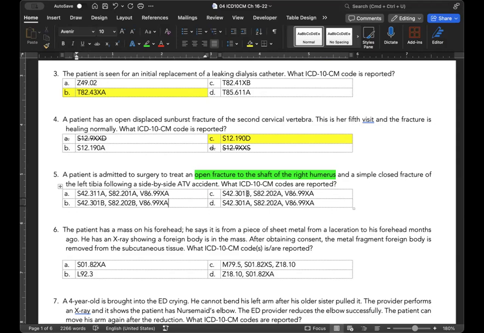Yep. So it is an open fracture and it's initial encounter because we are doing current treatment. So we're going to use letter B for the open treatment, initial encounter for an open fracture. Okay, so S42.301B is going to be our code. Then we need to look at S82.202 and then determine, are we going to use 7th character A or B?